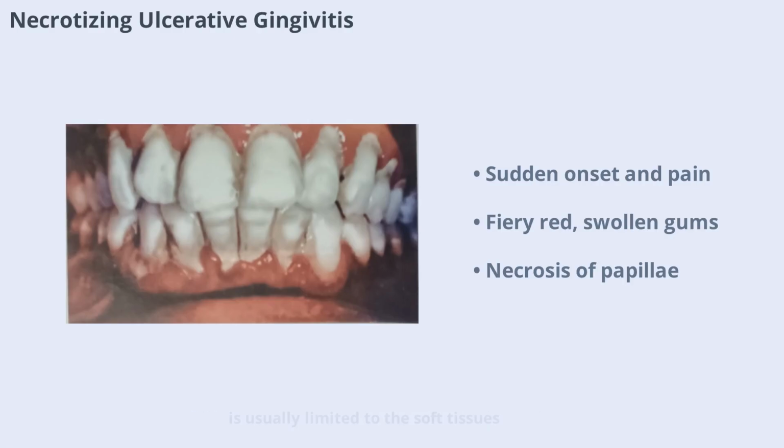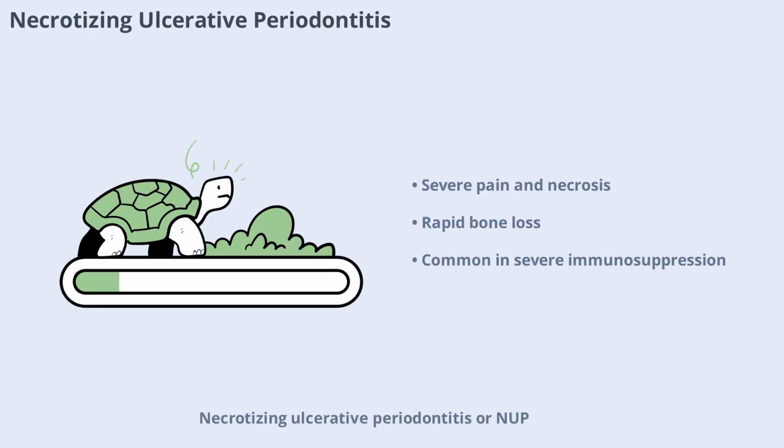NUG primarily affects the anterior gingiva and is usually limited to the soft tissues. This condition is painful and can progress rapidly if not treated promptly. Necrotizing ulcerative periodontitis, or NUP, is a severe form of periodontal disease associated with HIV. It features intense pain, localized soft tissue necrosis, ulceration, and characteristic interproximal cratering.